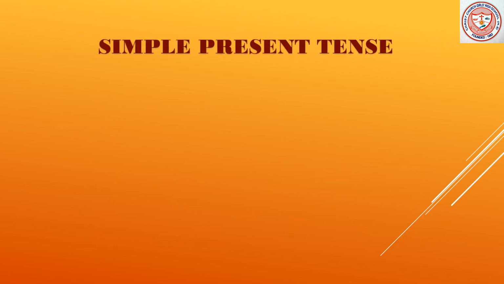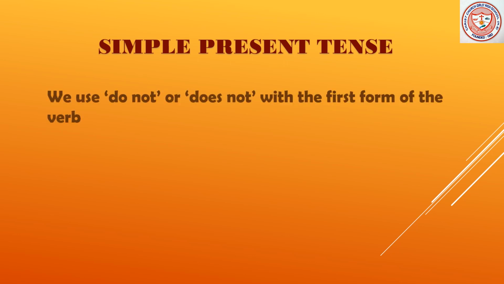Next, simple present tense. We use do not or does not with the first form of the verb. That means we can use not after do verb. Let's go through some examples.